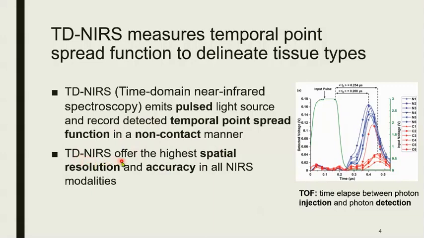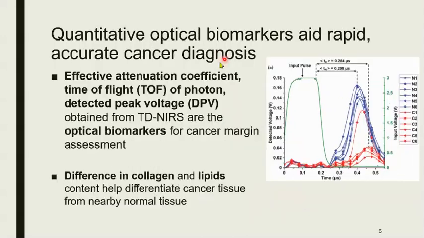The time domain NIRS has the highest resolution and accuracy among all the other NIRS modalities, so the author used this technique. The research quantified three optical parameters to be optical biomarkers for cancer diagnosis. The three optical biomarkers they found are the effective attenuation coefficient, the time of flight of photons, and the detected peak voltage.